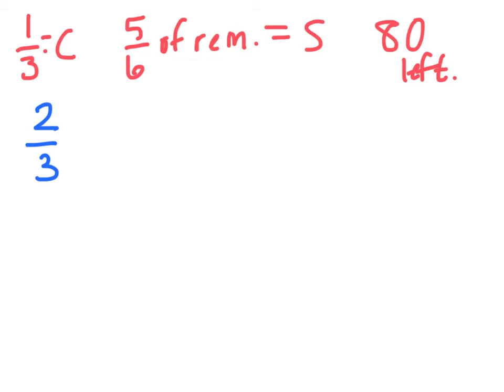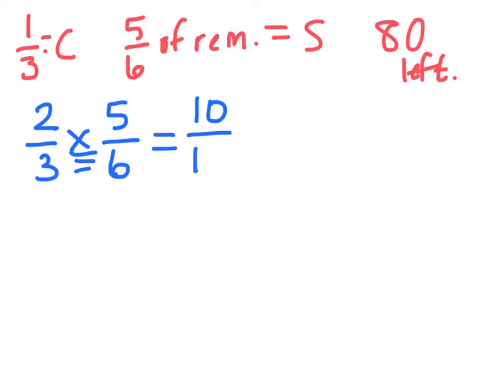Then he decides to be really nice and give 5/6 of those stamps to his sister. So 2/3 times 5/6 will tell us what 5/6 of 2/3 is. So let's go ahead and solve this. This will give us 10 over 18 or 5/9. Okay, so at this point, Gomez has given 5/9 of his stamps away to his sister.